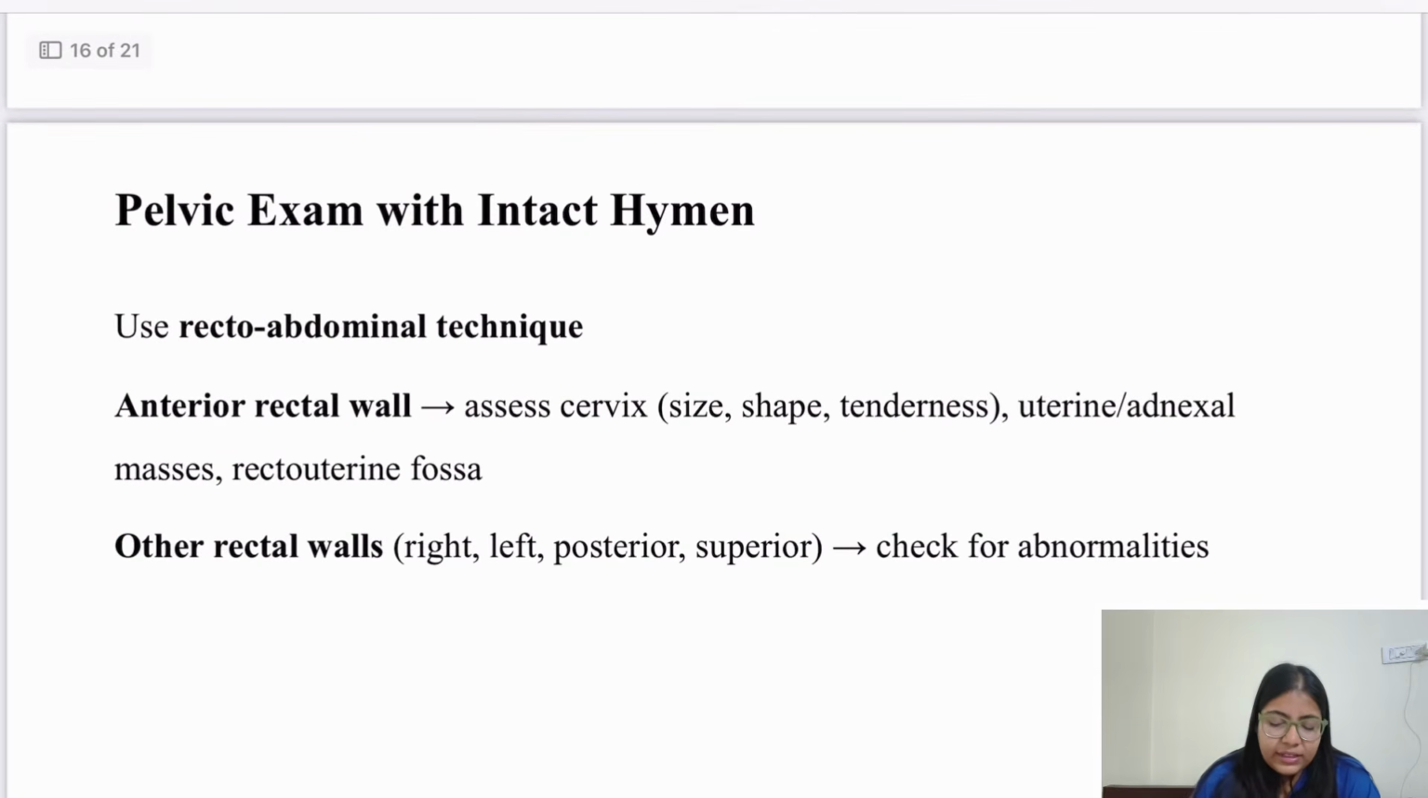And in cases with an intact hymen, like in a teenage patient, unmarried girls or in a child, you do recto-abdominal examination. You don't do PV examination. So you put one hand on the abdomen, your left hand, and then one finger in the rectum, and from the anterior rectal wall you assess for the cervix, any uterine or adnexal mass, and from the other rectal walls also you check for any abnormality.